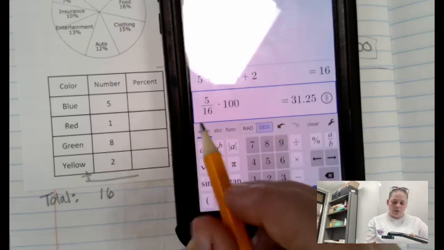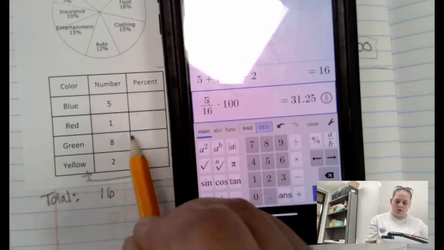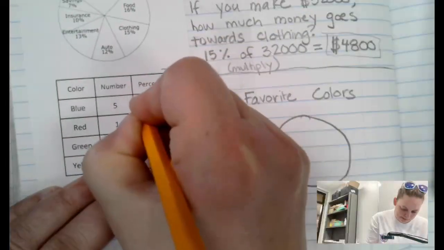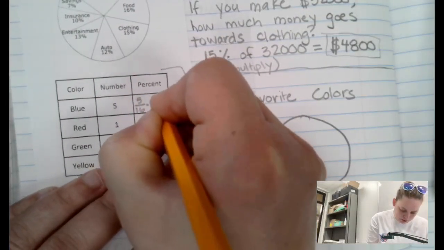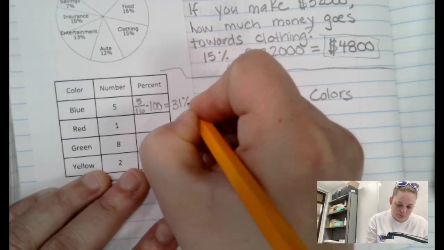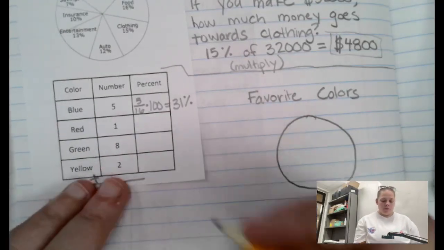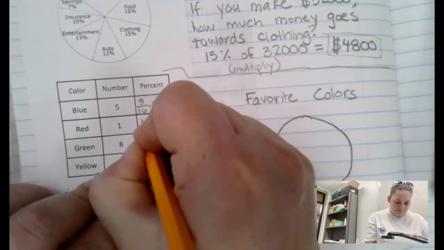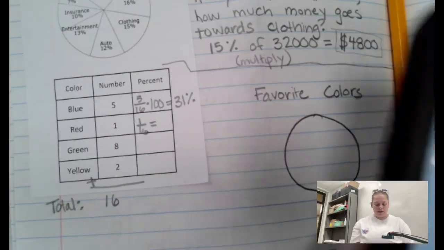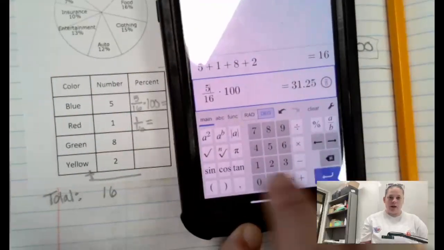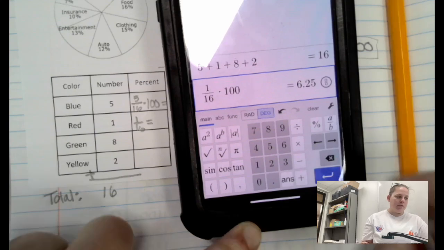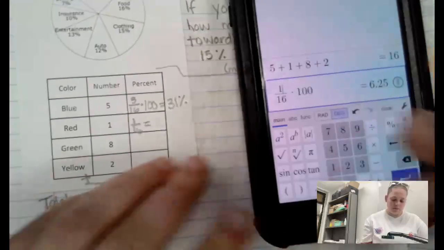Okay. So I'm going to write this whole one in this first one, and then we'll just do the fractions to show. So 5 over 16 times 100. We got 31%. Okay, so this next one will be 1 over 16. If you want to write that times 100, you can, but we can just say 1 over 16 is what percent. What's nice about Desmos is now I have that plugged in. I can just delete the 5, put in a 1. Okay, we get 6.25%, so that's about 6%.